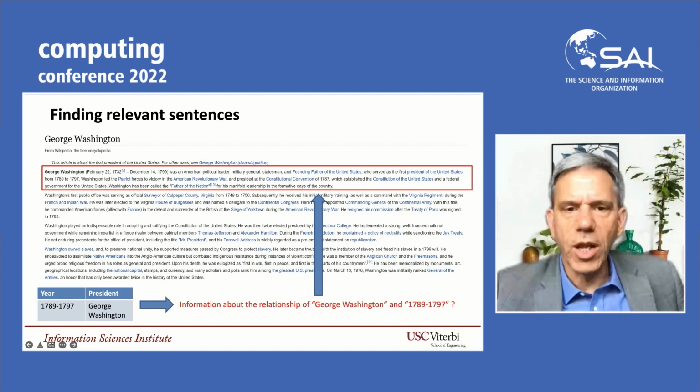And so the result might be that in this first document for George Washington, we find that this sentence here, shown in red, is the one that actually has the information that we're looking for, right? That talks about George Washington and the years that he's president. Okay.